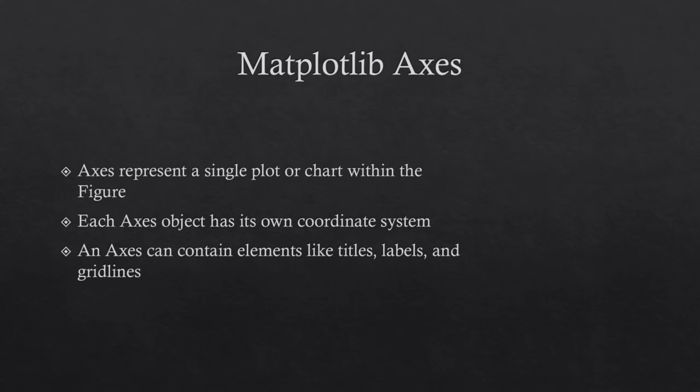An axis represents a single plot or chart within the figure. Each axis object has its own coordinate system. An axis can contain elements like titles, labels, and grid lines.